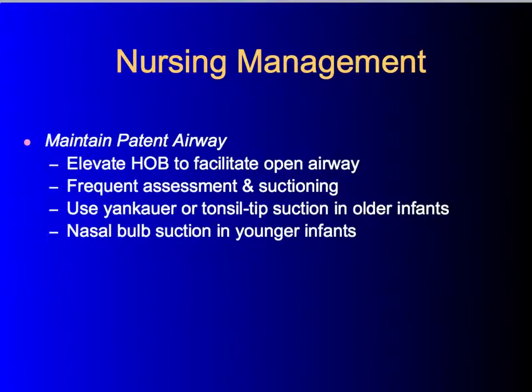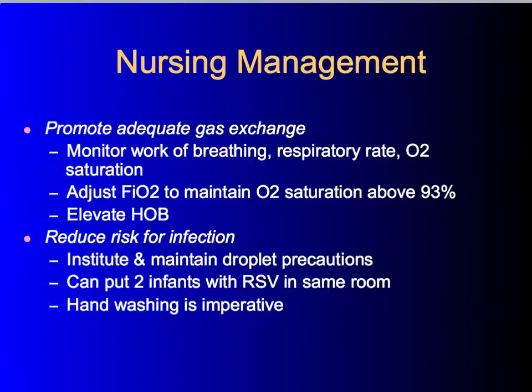For nursing management, our goal is to keep the airway patent. To do that, we're going to elevate the head of the bed to facilitate keeping the airway open. We want to do frequent assessment and suctioning of their respiratory status. You can use a Yankauer or tonsil tip suction in older infants and a nasal bulb suction in younger infants. We want to promote adequate gas exchange, so we want to monitor the work of breathing, the respiratory rate, and the oxygen saturation. Adjust the FiO2, which is the fraction of inspired oxygen or the percentage of oxygen, to maintain O2 sats above 93%. And elevate the head of the bed.